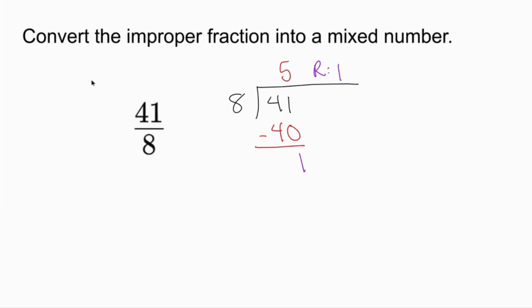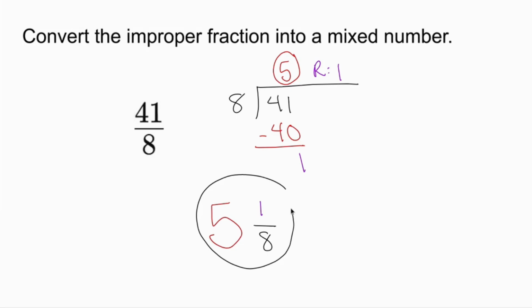So the way we write out our mixed number is 5. The quotient that we get is going to be our whole number. The remainder of 1 is going to be our numerator, and our old denominator of 8 is going to stay the old denominator. So 8's our denominator, 1 is our numerator, 5 is our whole number, and 41 over 8 can be written as 5 1/8.